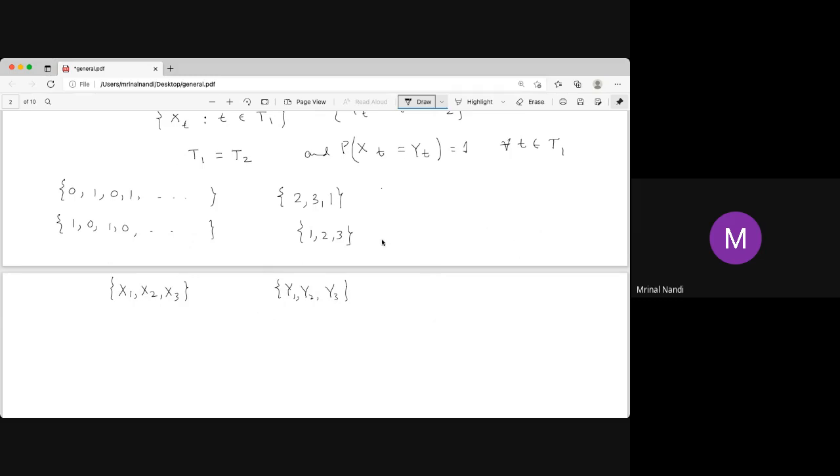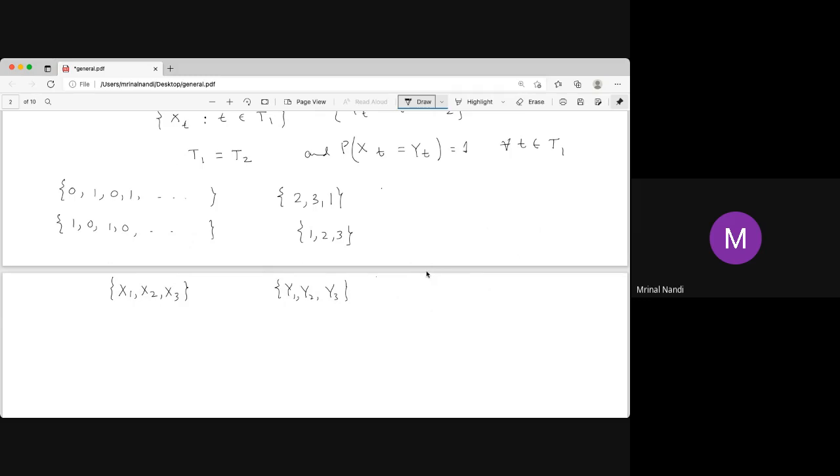Or if it is finite, we have an n-tuple x1, x2, ..., xn and y1, y2, ... You have to match x1 with y1, x2 with y2. But if they're not ordered, the two index sets, say, then how do we match which one with which one? That's the question.